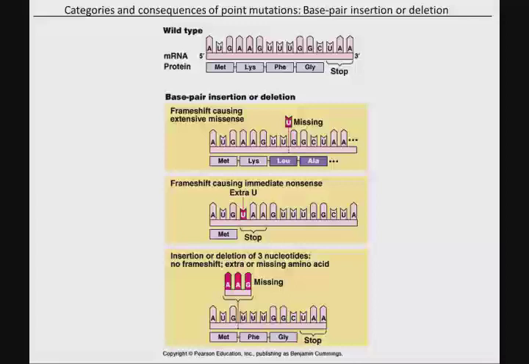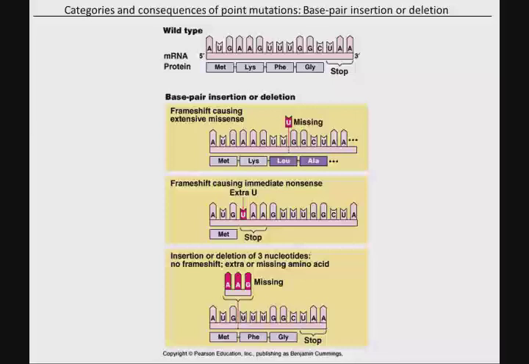Now the second type of point mutation is a frame shift mutation. This is a little bit trickier, but has the potential to have a greater impact on the protein. So now what I'm going to do is insert or delete a nucleotide.